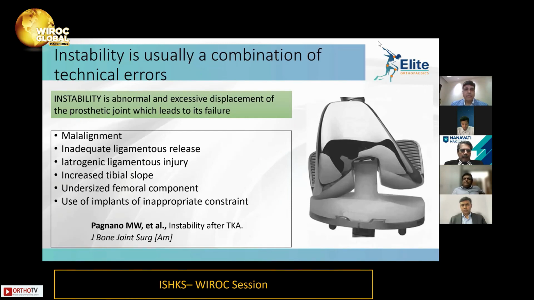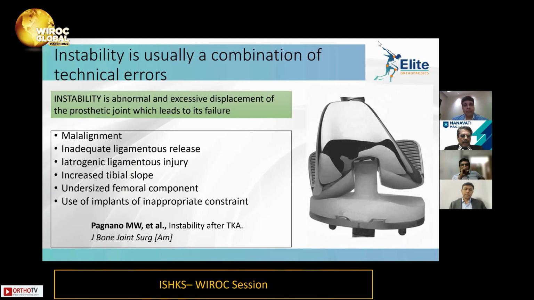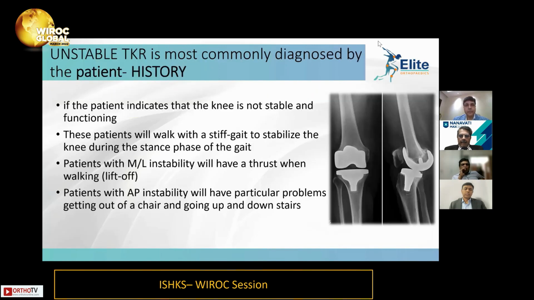What do we quantify as instability? Instability is abnormal excessive displacement of a prosthetic joint that subsequently would lead to failure. And this is a combination of a lot of technical errors, from malalignment to ligamentous release causing hypo or hypercorrection, excessive slope on the tibia, any inadvertent injury to the collaterals, undersizing of femoral components, or at times, depending on the condition, not using an optimal kind of constraint.